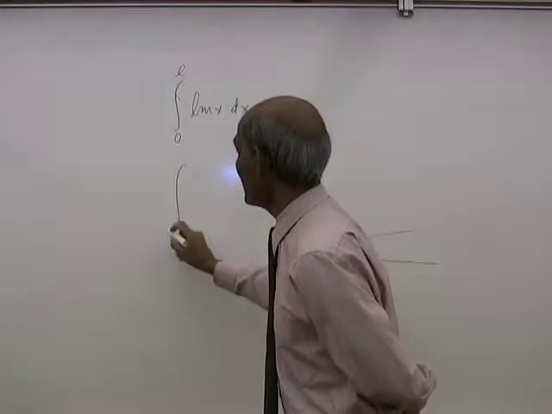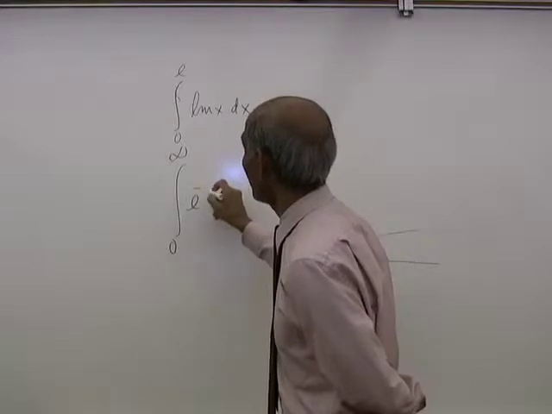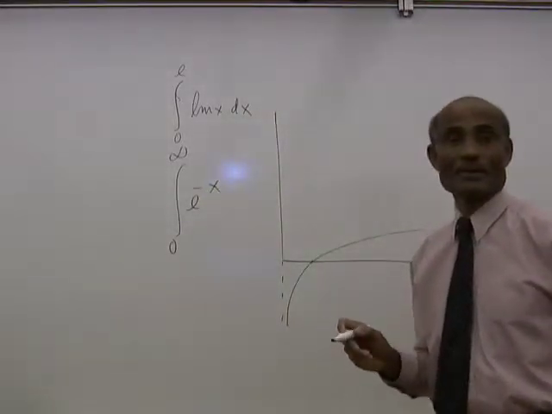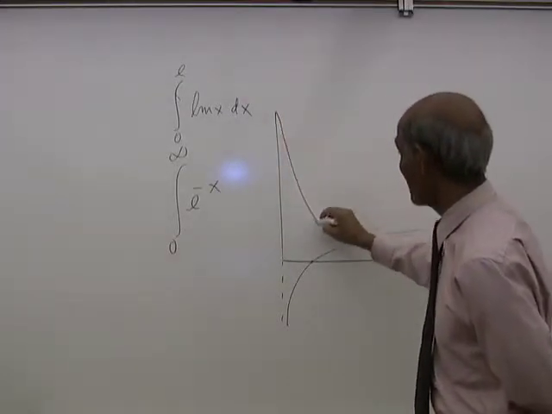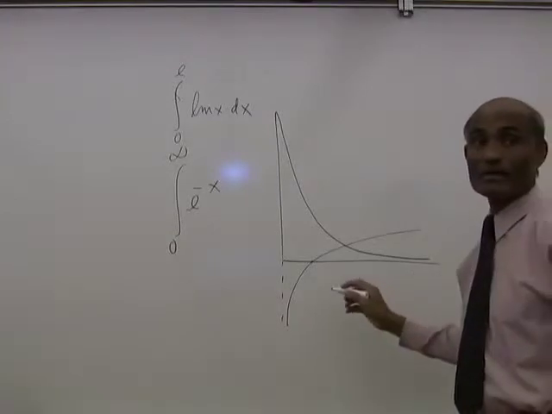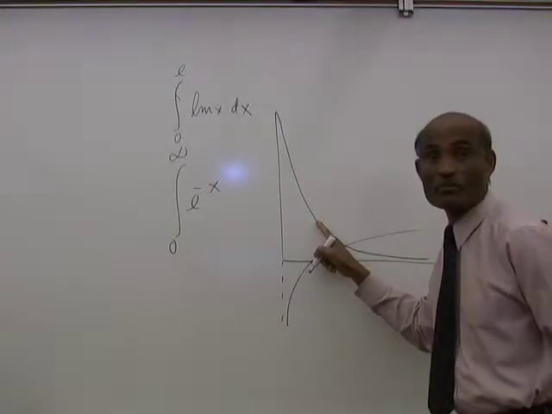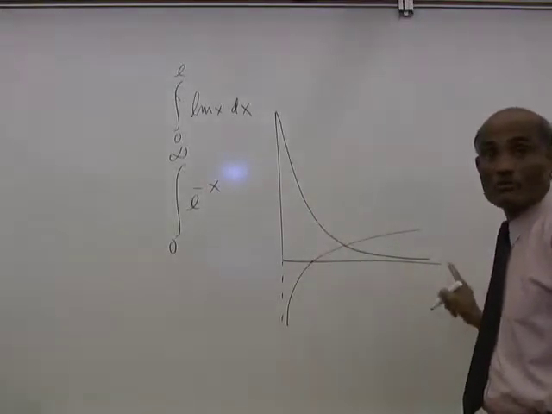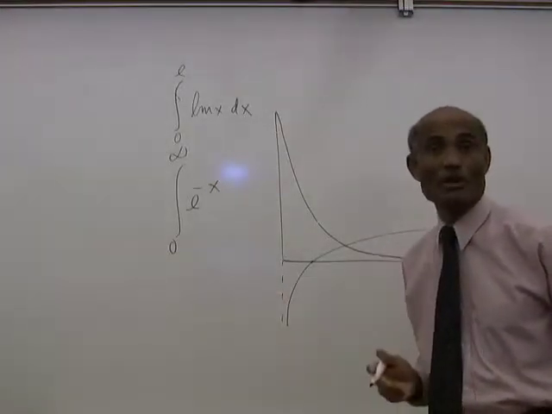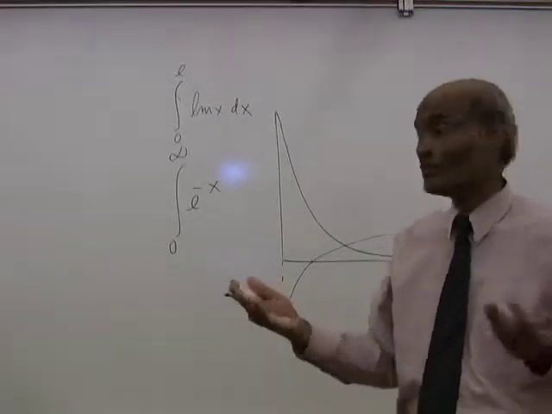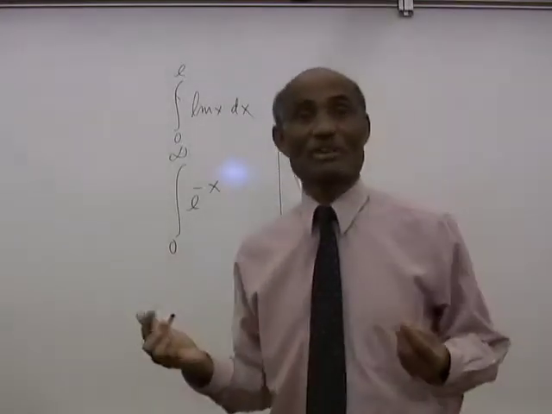How about the integral from 0 to infinity of e to the power of negative x? Now, how about the graph of e to the power of negative x? The graph goes that way. So, if I want to measure the area enclosed by the graph of this function from 0 to infinity, the graph never touches a point on the x-axis. So, how do we measure the area enclosed by the graph with the x-axis? It is an improper integral.